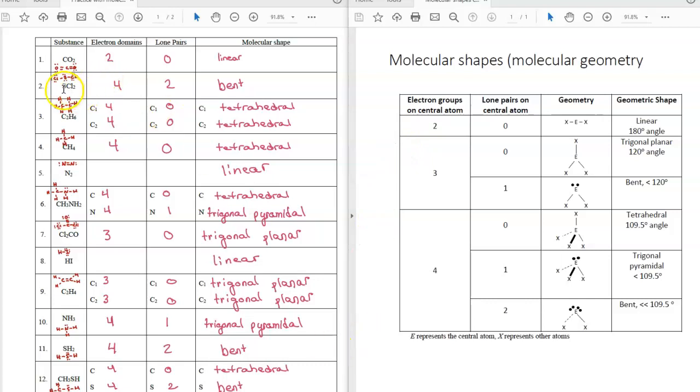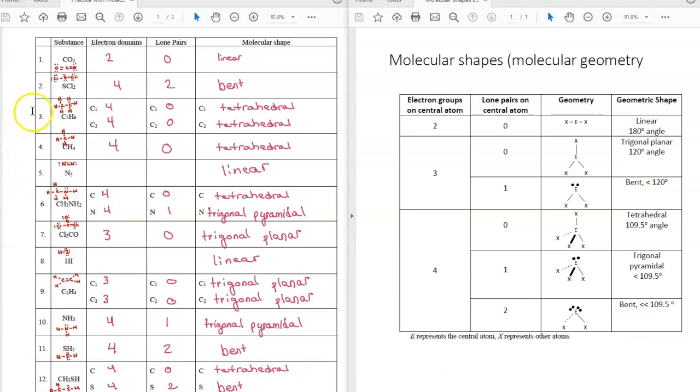SCl2 has 2 bonds on the sulfur atom and 2 lone pairs on the sulfur atom. We aren't interested in any of the lone pairs on the chlorine atoms. We ignore them. So this means we have 4 electron domains around sulfur, 2 of which are lone pairs, so it is bent. Based on what you saw in the PhET activity, we would expect the bond angle to be a little less than the standard 109.5 degrees.